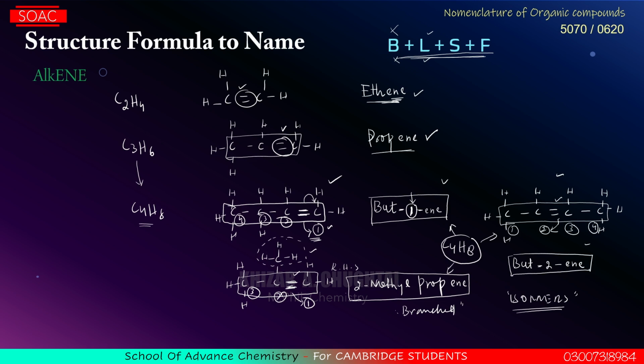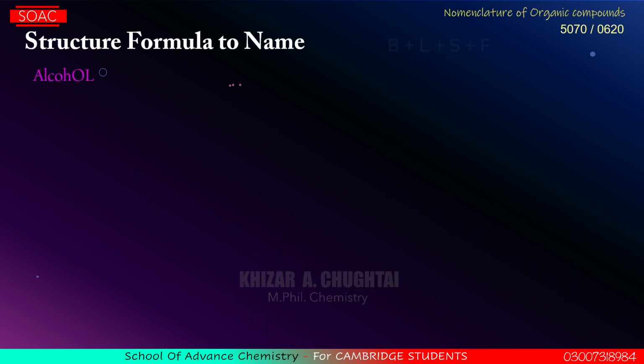Now come to the next one. Now come towards alcohols, alcohol nomenclature. The first alcohol has 1 carbon atom, and its formula is CH3OH.